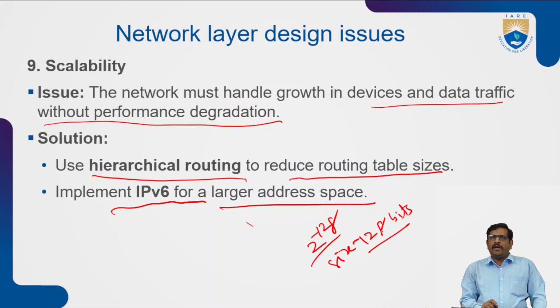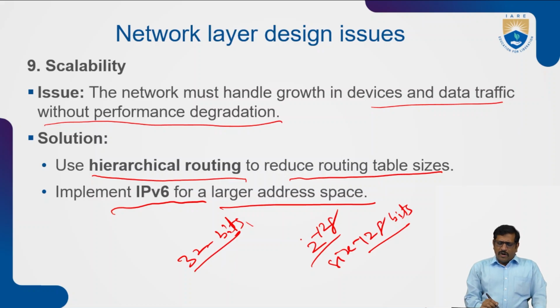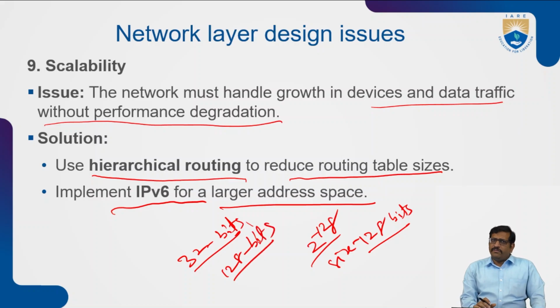Why? Because the IPv6 address can be represented in hexadecimal form. It is an enhancement of IPv4. IPv4 supports only a 32-bit address space, but IPv6 supports a 128-bit address space. So that's why it is very good for resolving scalability issues. Whenever the network is very large or the address space is very large, using IPv6 resolves it.